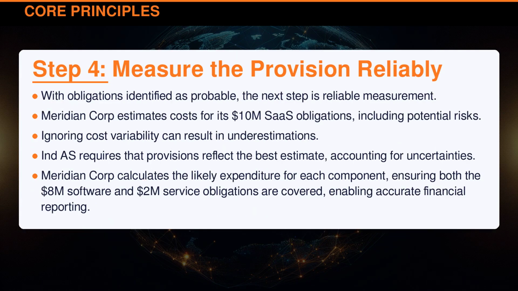With obligations identified as probable, the next step is reliable measurement. Meridian Corporation estimates costs for its $10 million SaaS obligations, including potential risks. Ignoring cost variability can result in underestimations. Indian Accounting Standard requires that provisions reflect the best estimate, accounting for uncertainties. Meridian Corporation calculates the likely expenditure for each component, ensuring both the $8 million software and $2 million service obligations are covered, enabling accurate financial reporting.